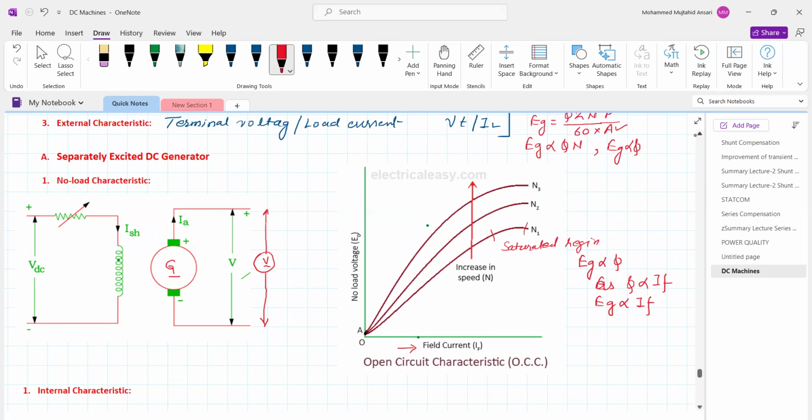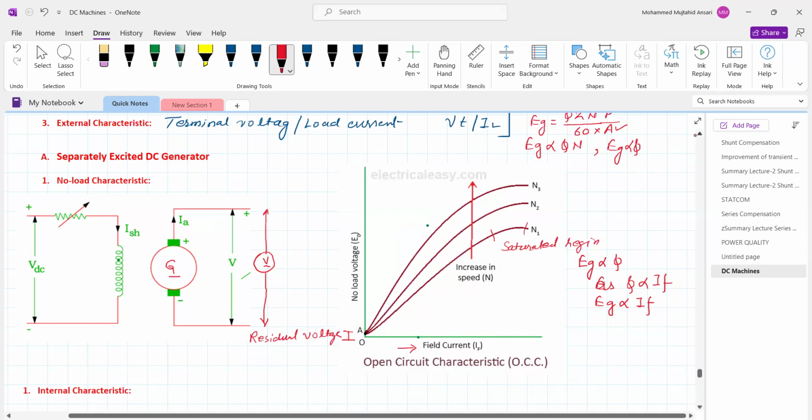Now, in case of a separately excited DC generator or any generator, we will find that the EMF generated at zero current will not be zero, but has some value of voltage. That voltage is called the residual voltage. It is because even if the field current is zero, the magnetic flux does not go to zero, whereas some magnetic flux remains present in the magnetic circuit. This is the dissimilarity between the electrical and magnetic circuit.